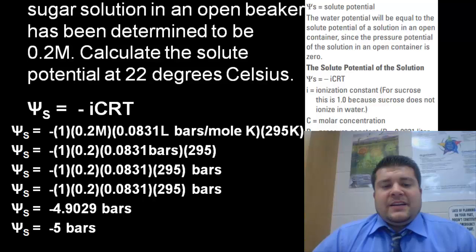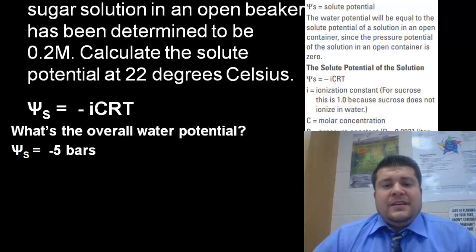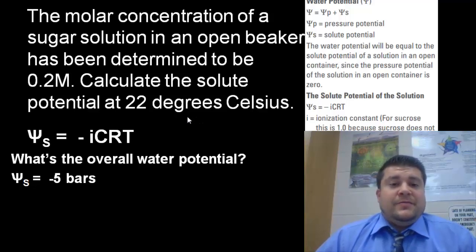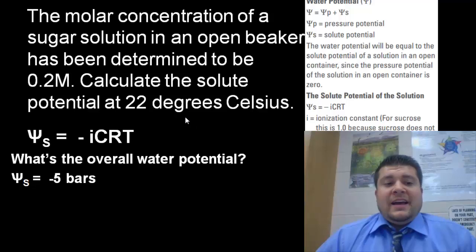Well, what if they ask you, what is the overall water potential? How are you going to figure that out? Well, it says that the molar concentration of a sugar solution is in an open beaker. And so if open beaker means that there's no pressure being added to it, we can just figure out that the psi p is going to be 0. So no pressure. And therefore, the answer for the overall water potential will be -5.